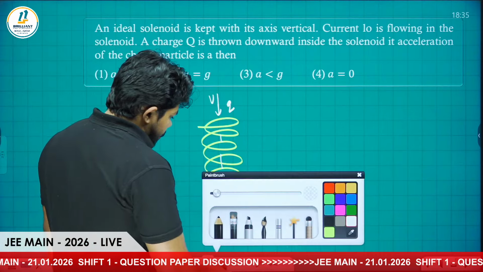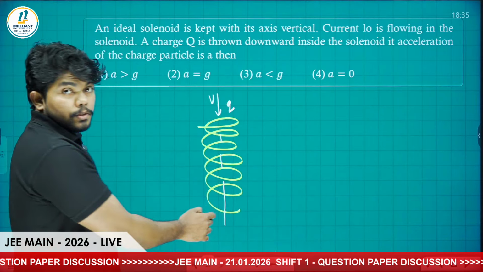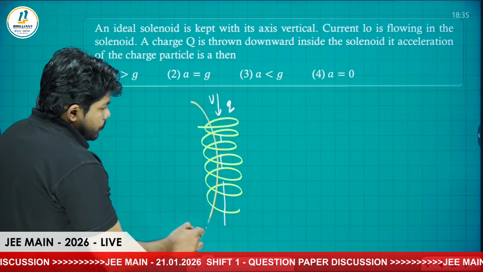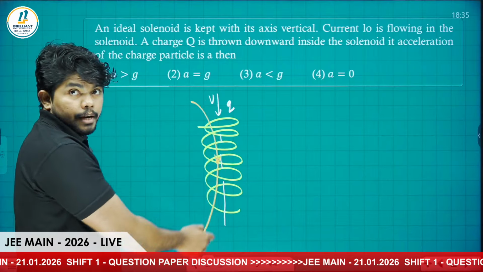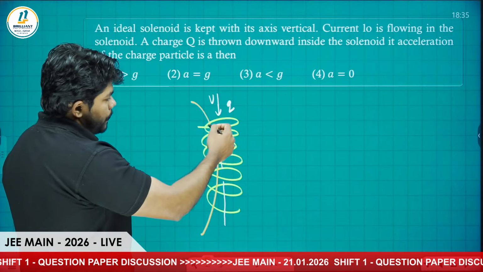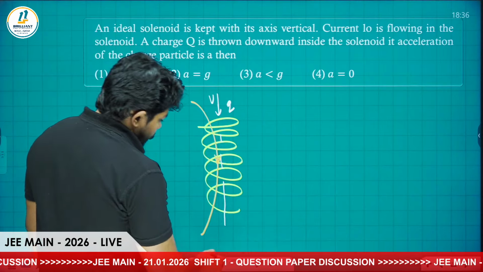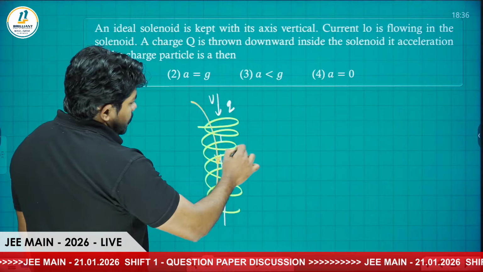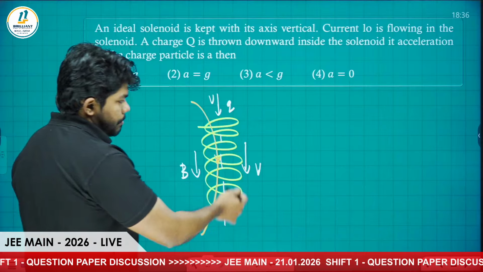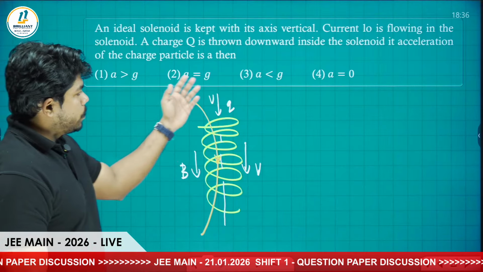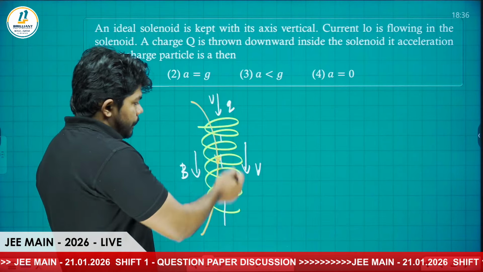So one thing you have to remember, the velocity is along the axis of the solenoid, right? But the magnetic field of a solenoid is along the axis too. Inside the solenoid, it will be moving from the south to north direction. So you can clearly see that here the velocity and magnetic field will be in the same direction. Then there will be no force on this charge due to the magnetic field.